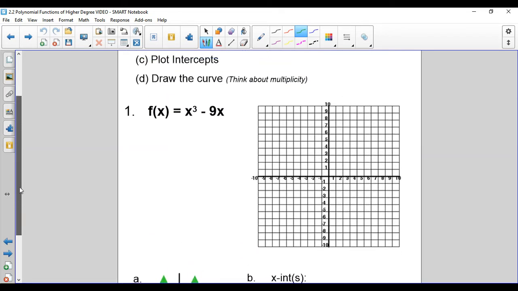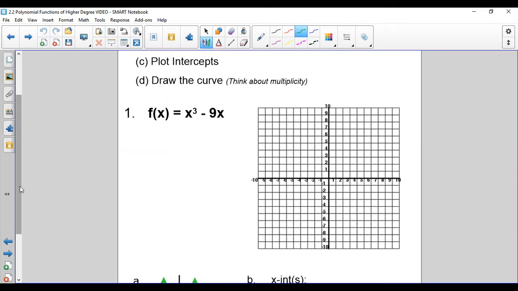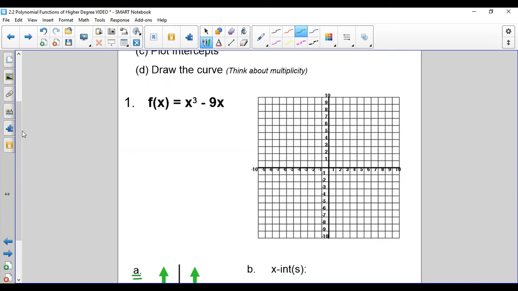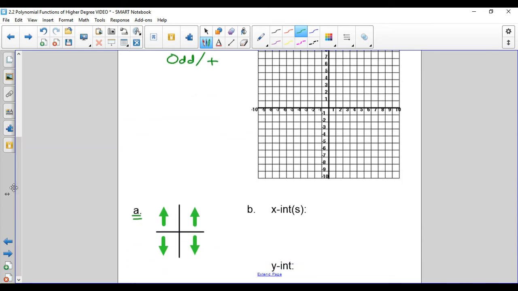So we have x cubed minus 9x. The first thing I want to do is apply the leading coefficient test, which is right here. So we're going to decide how the end behavior is going to be. My function is an odd function, and the a value is positive 1. Whatever's out front is what you're looking at. So it's odd and positive. That means on the left we are down, on the right we are up. That's how we are finishing the graph.